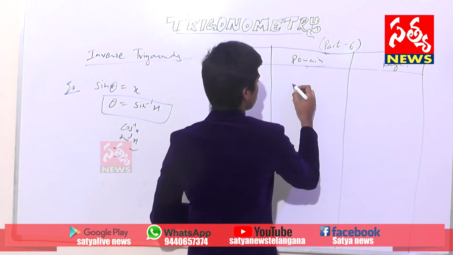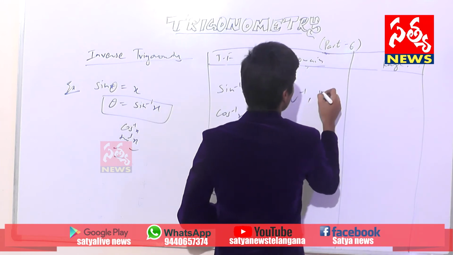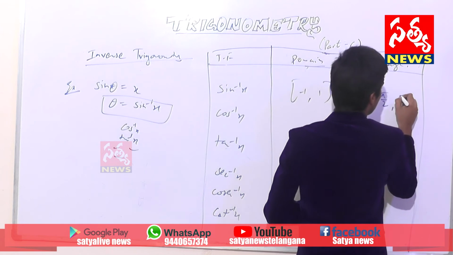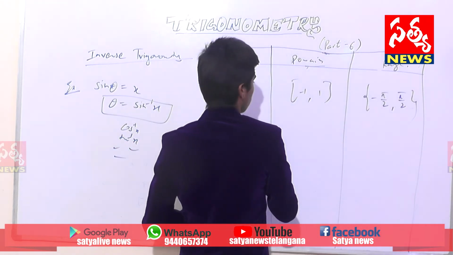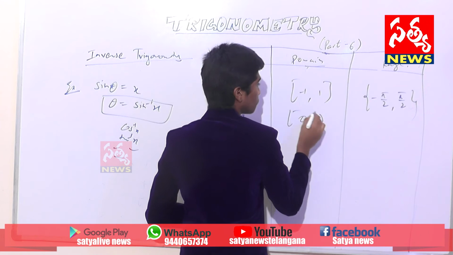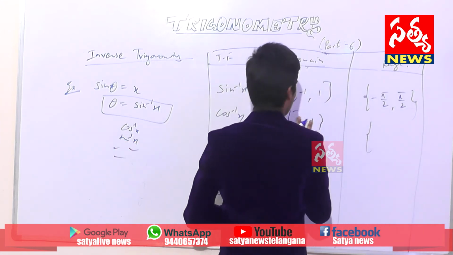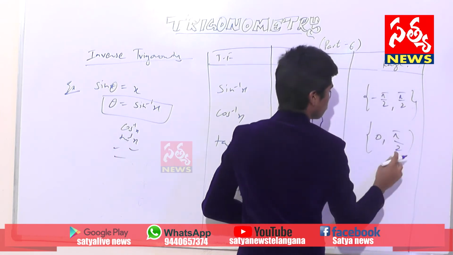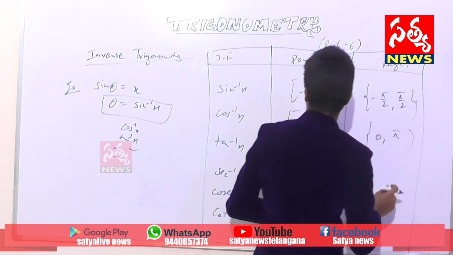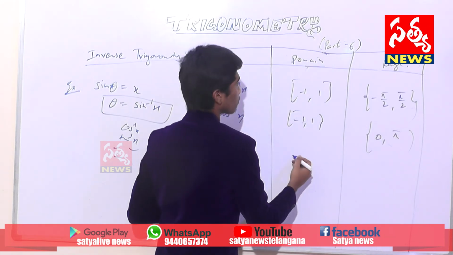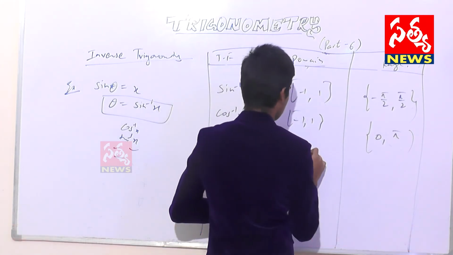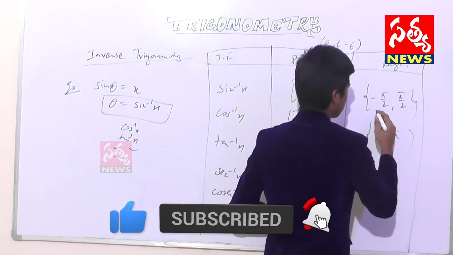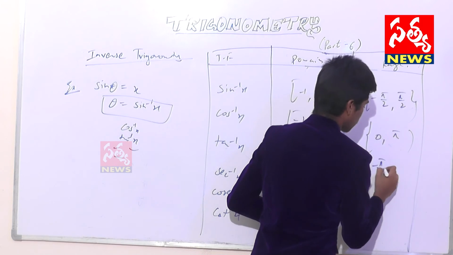Now, sin inverse of x. Its domain is from -1 to +1, and the range is from -π/2 to π/2. And then cos. Sorry, cos is also from -1 to 1. The range is from 0 to pi. Next is tan. Tan domain is R. The range is from -π/2 to π/2.